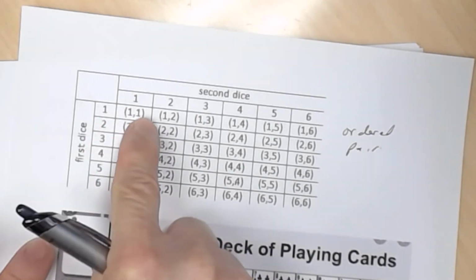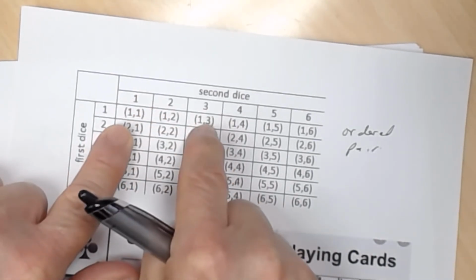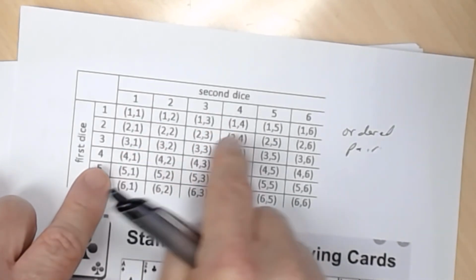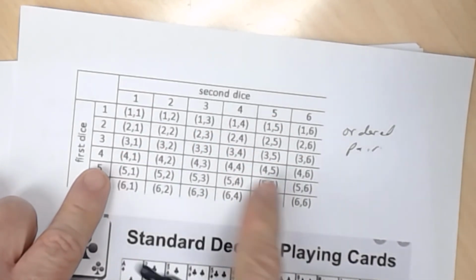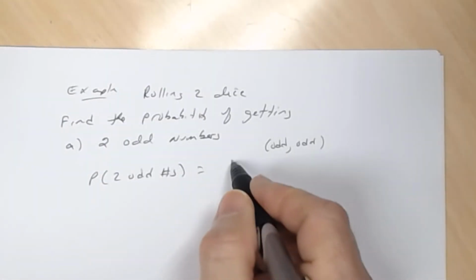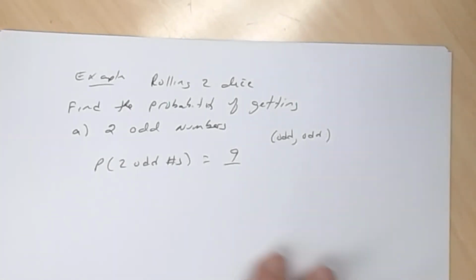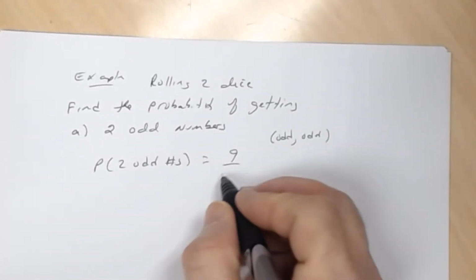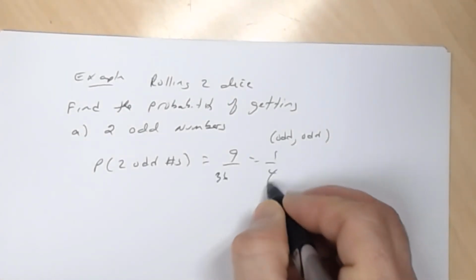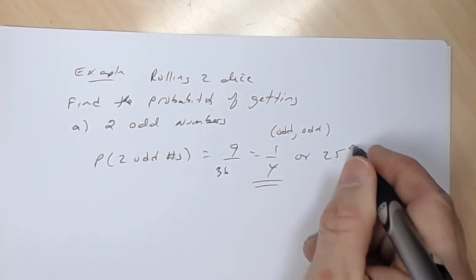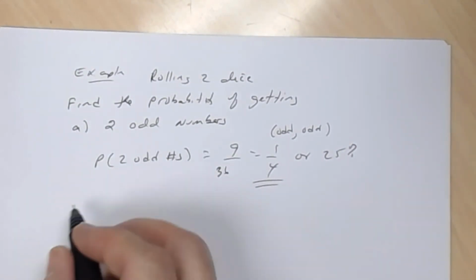So there's odd, odd. There's odd, odd. There's odd, odd. So that's 3. Here's another odd, odd. Another odd, odd. Y'all agree? So 3, 6, 9. So you get 9 possibilities for that event divided by, and how many total are there? 36. And if I reduce, that's 1/4. Okay, so what's the probability of rolling two odd numbers? 1/4, or 25%.